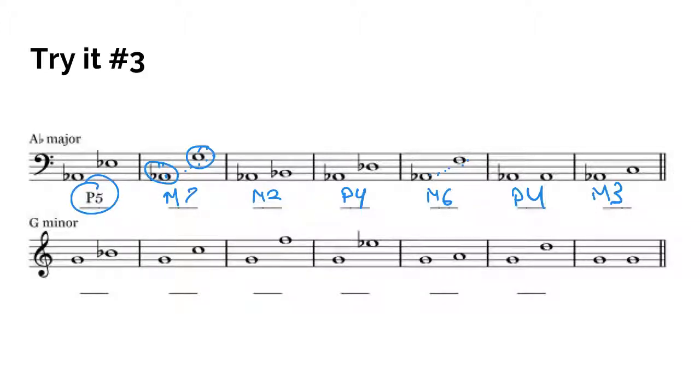All right, looking at our minor key, this would be a minor third, perfect fourth, minor seventh, minor sixth, major second, perfect fifth, perfect fifth, and a perfect unison.